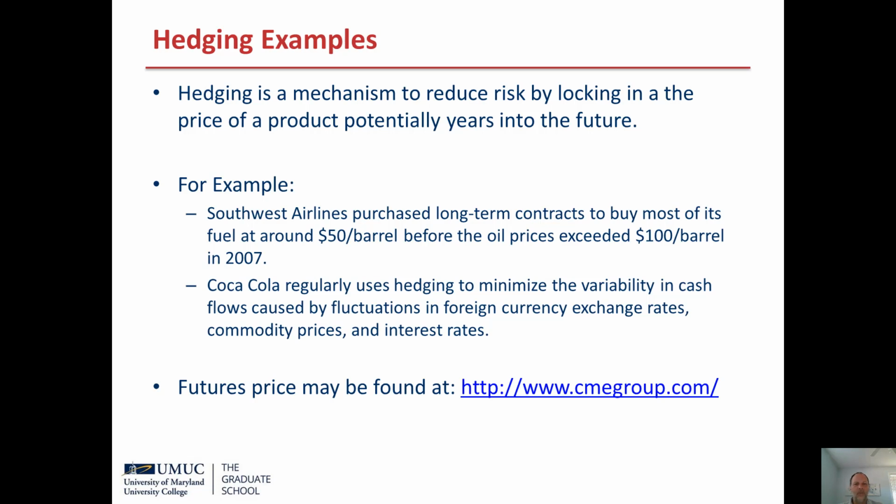Coca-Cola regularly uses hedging to minimize the variability in its cash flows since it makes a lot of profit in foreign currencies, for example, in China. If you want to find a list of futures, one of the places you can find it is at the Chicago Mercantile Exchange, cmegroup.com.